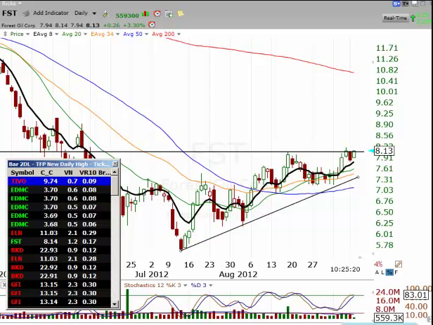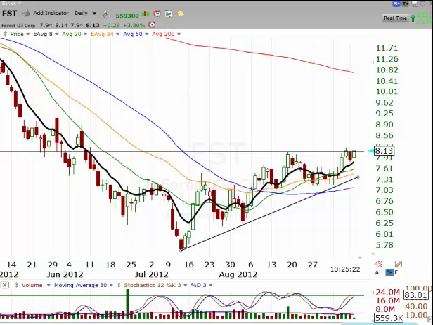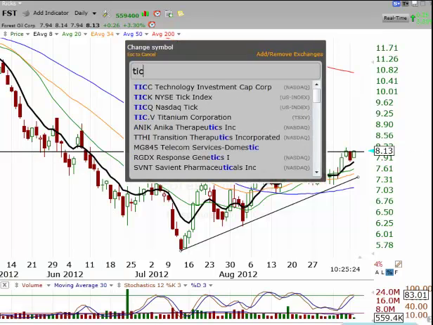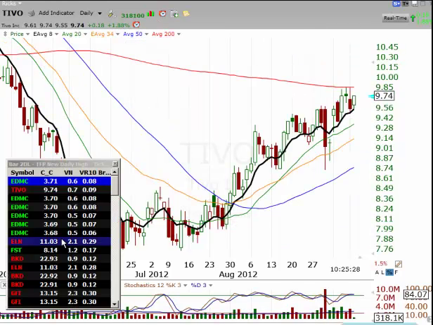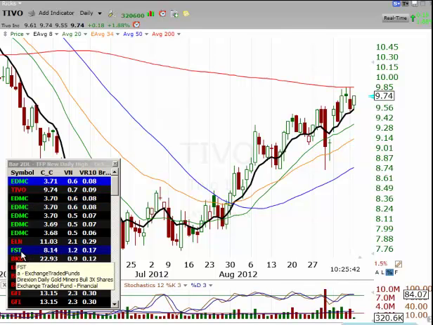We can go look at this. Let's see, Tivo. We'll see what Tivo looks like. Yeah, you can see Tivo where it made a 2-bar low, a low, and now it's reversing. We're pushing up to the 200, so I would probably steer from that one. And I see our FST did make a 2-day high.